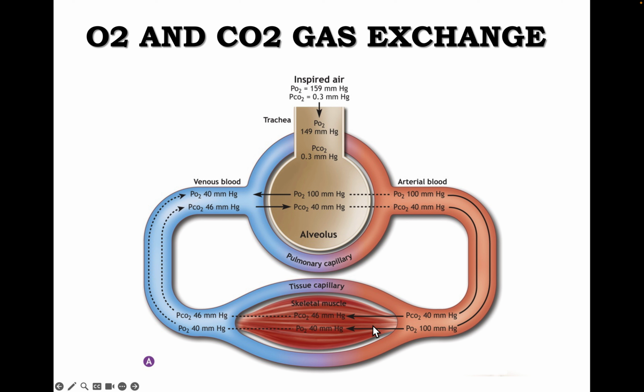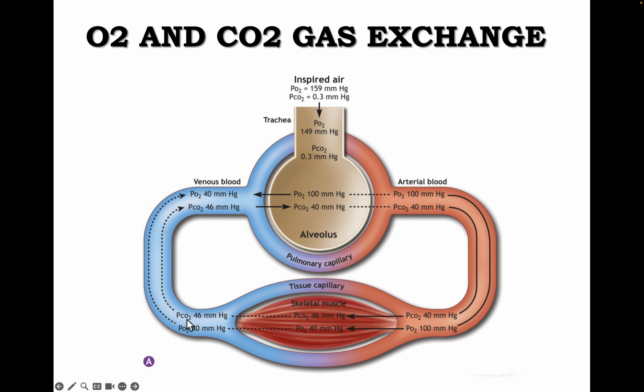So when we get to the muscle here, notice that the skeletal muscle has a higher amount of carbon dioxide than does the artery. And likewise, the skeletal muscle has less oxygen compared to the oxygen in the artery. So therefore, through the gas exchange process, through diffusion, some of this oxygen goes to the working muscle, and the working muscle gets rid of some of the carbon dioxide.